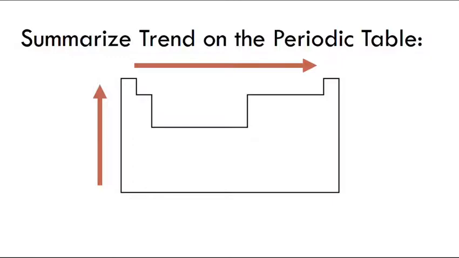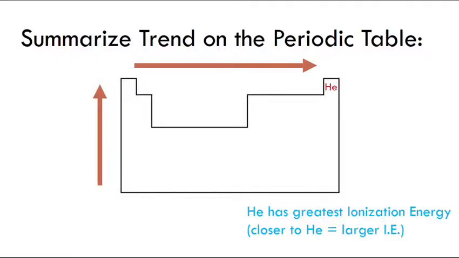Those are the arrows you should be drawing on that periodic table at the top of the page. If we put those together, they are pointing to that top right element, helium. So He, helium, has the greatest ionization energy of all the elements on the periodic table. And as we're working these next few practice problems, the closer to helium we are, the larger our ionization energy will be.